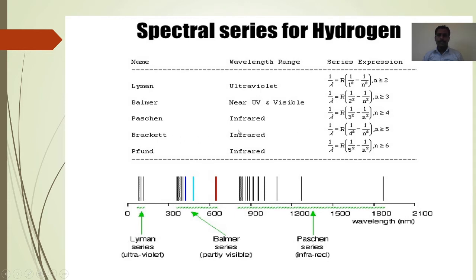For the Brackett series, observed in the infrared, 1 upon lambda is equal to R, 1 upon 4 square minus 1 upon n square, n is greater than or equal to 5. For the Pfund series, also observed in the infrared, its expression is 1 upon lambda is equal to R, 1 upon 5 square minus 1 upon n square, n is greater than or equal to 6. These are the different lines obtained in the spectrum of the hydrogen atom. The spectrum is emission type.